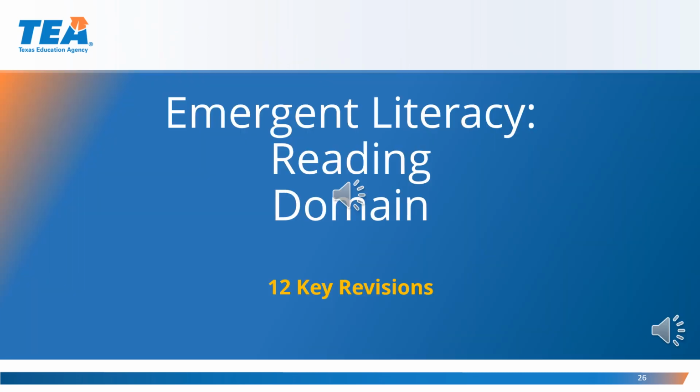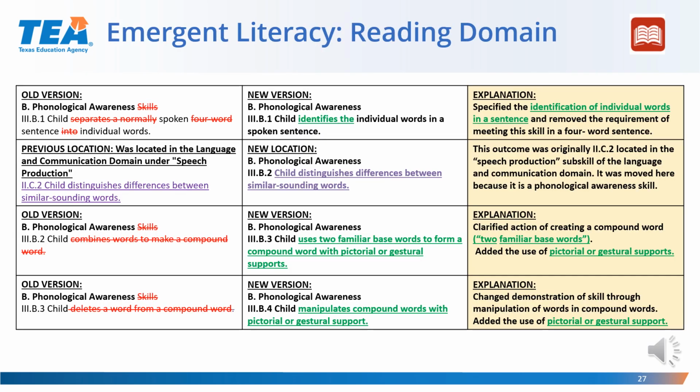The Emergent Literacy Reading domain has 12 key revisions. Here are the first half of the revisions for the skill area of phonological awareness. 3B1 was revised to specify the identification of individual words in a sentence and removes the requirement of meeting the skill within a 4-word sentence as listed in the previous outcome.